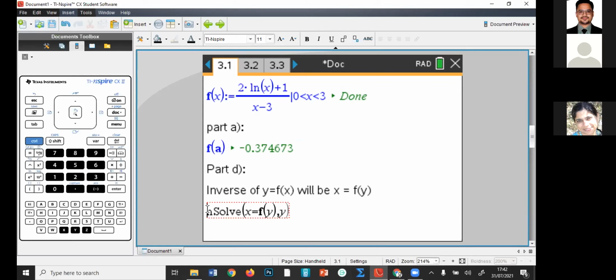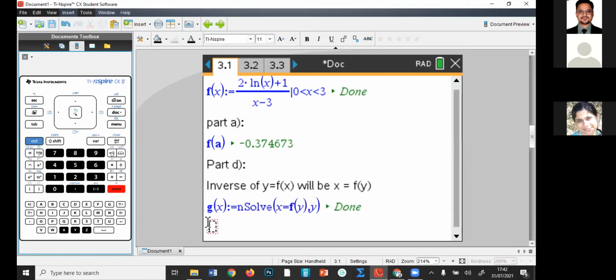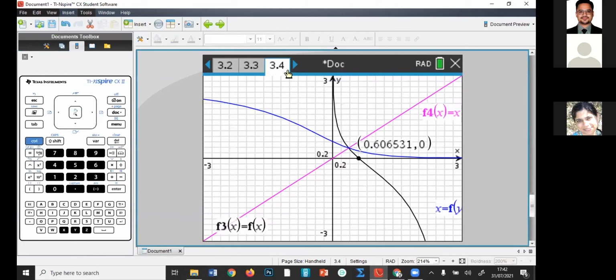So we can define this as another function. I would like to define this as g. So let's say g(x) is defined as this, and I enter. Once I enter, g(x) is defined. So I go back to my calculator page, and this one was the inverse. I can delete this, or let me not delete this, let it be there.